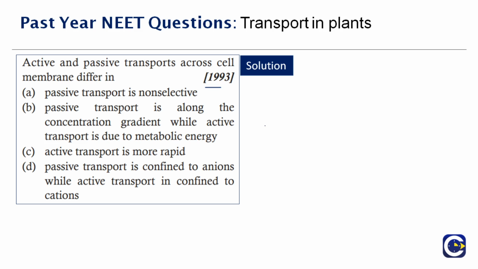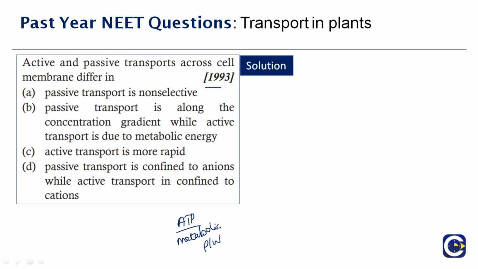As I already said in the earlier slide, the difference between active and passive transport. Active transport requires the use of ATP, and that ATP is got through metabolic energy. The food that we eat is converted into ATP, which is stored as energy in the body, and we use it for the work that we do in our day-to-day life. So the correct answer is option B.